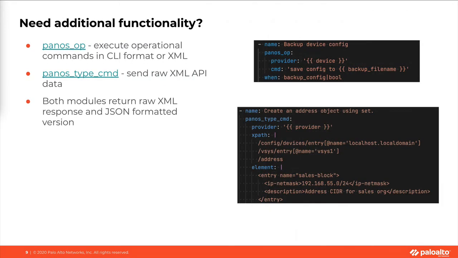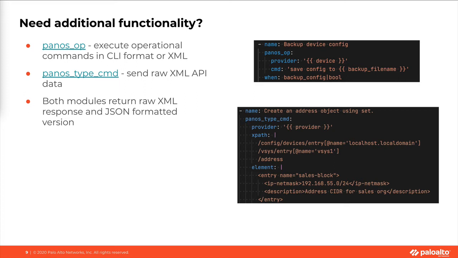So two modules that are really nice to have if you need something that is not supported in the Ansible collection right now are PanOS op and PanOS type command. PanOS op will let you execute any operational command that you want and get back the result as both XML or a JSON format.